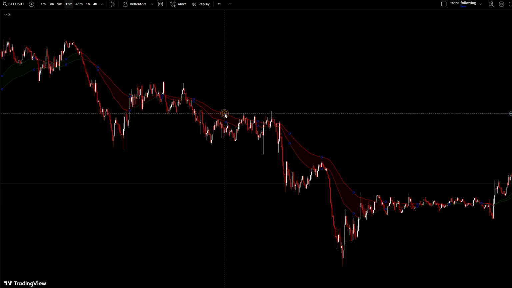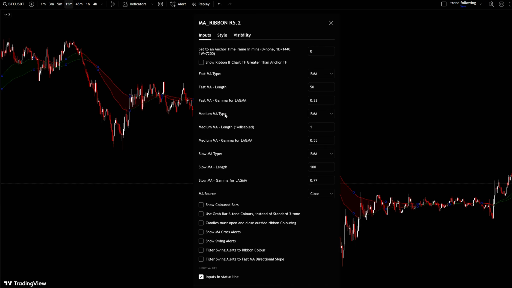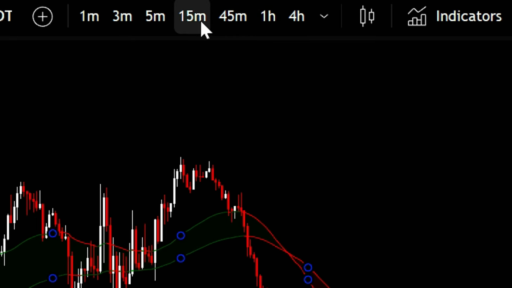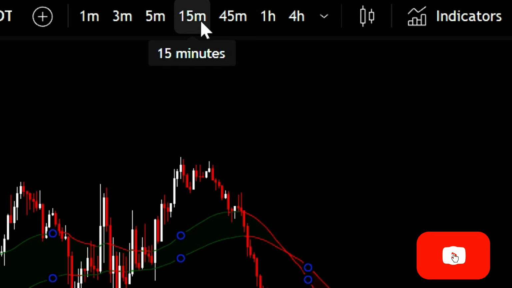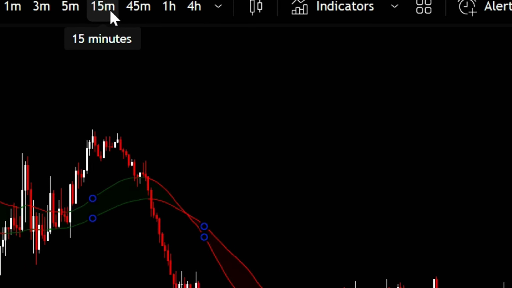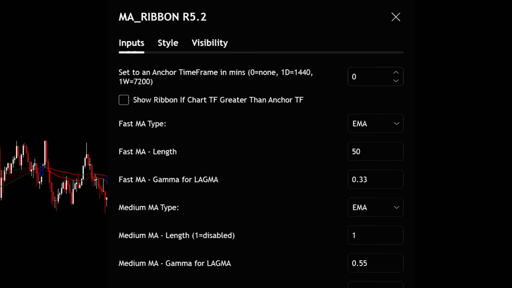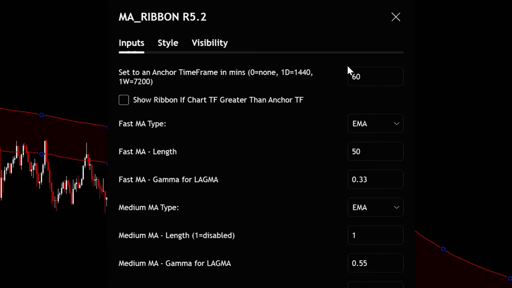Here's the fix. Set the indicator to a higher time frame. This single adjustment filters around 80% of market noise. So for example, if you're trading on the 15-minute chart, switch the MA ribbon to the 60 minute time frame. That's why you'll see the true trend direction so much more clearly, no more getting faked out by random fluctuations.